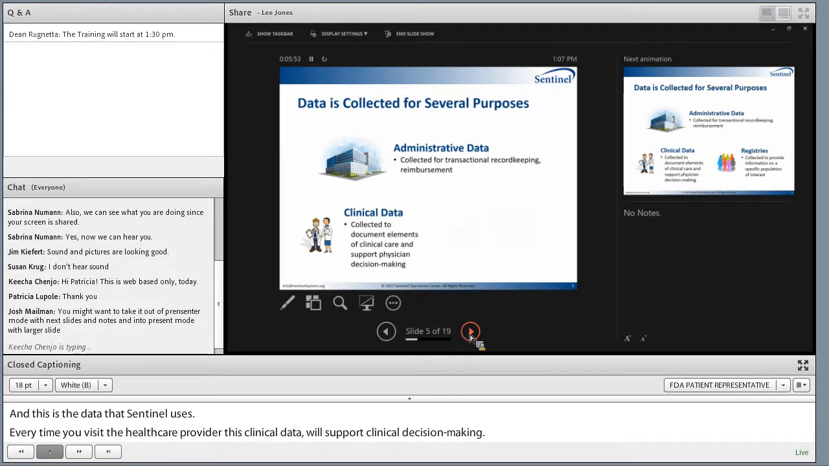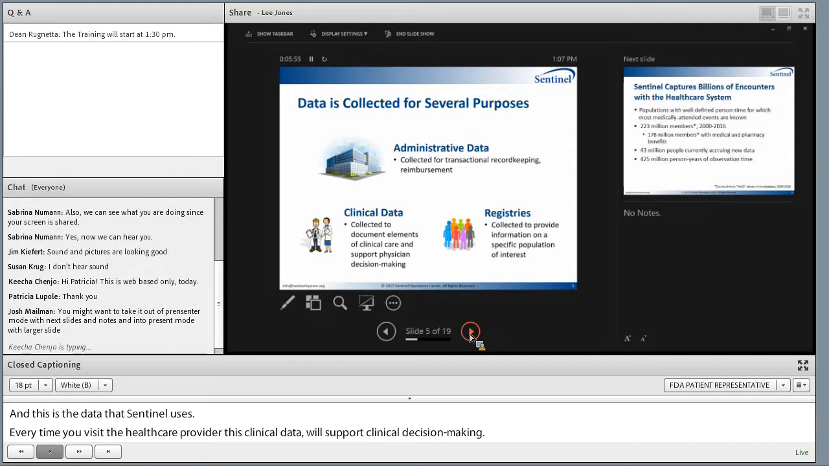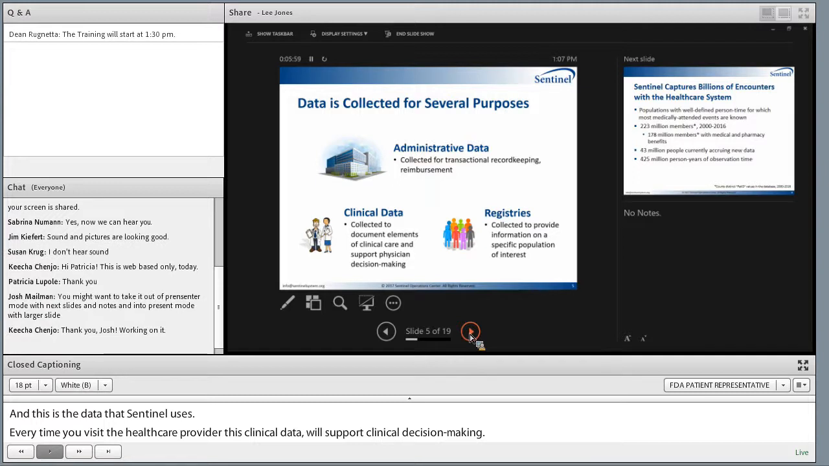And finally, data is also collected for registry purposes, for specific populations of interest, to learn more about, particularly in instances where a disease is uncommon and greater detail of information is needed to fully inform decisions from public health and regulatory perspectives.